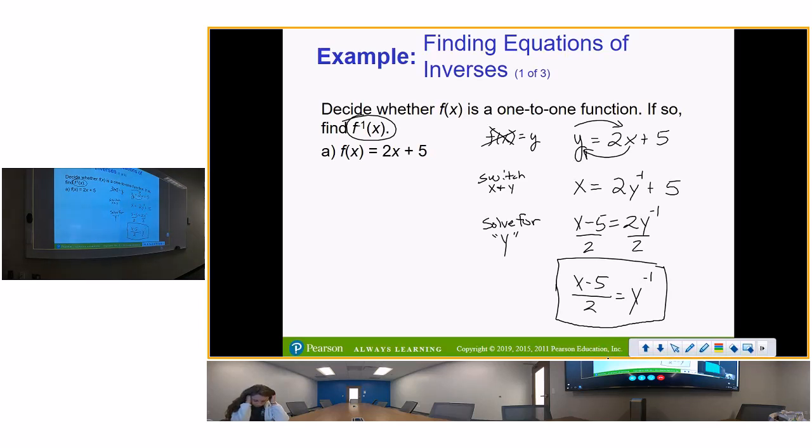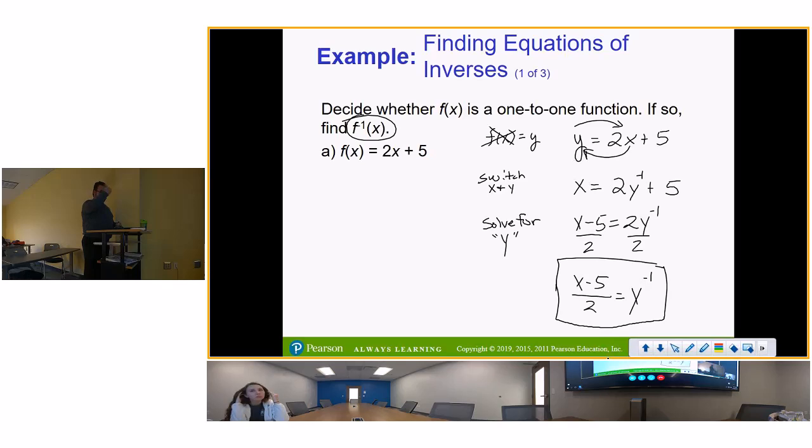You've never done that before. You've never taken x and y and exchanged them. This is the first time you've seen this in this class. So when you do it, technically the x is x inverse, but we don't do that. We're concerned with y inverse because that's what you're wanting, and that's what they're going to do.